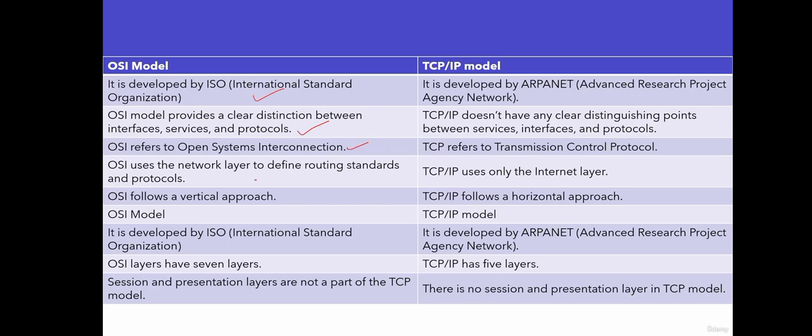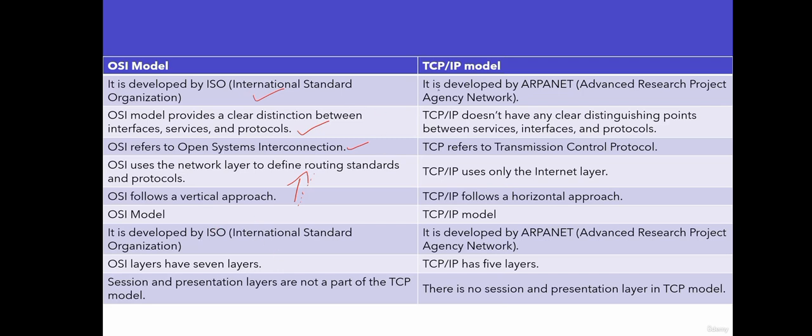It also uses the network layer to define routing standards and protocols, and the OSI follows a vertical approach. So basically, you start from layer 1 and go all the way up. It's developed by the ISO organization and it has 7 layers.